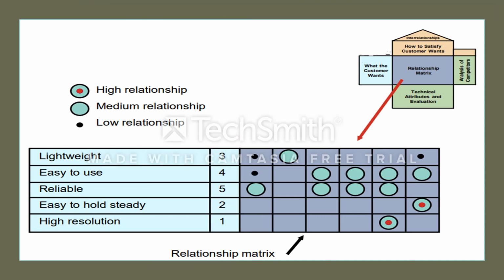Relationship matrix. This table shows what type of relationship the feature proposed by the team has with the actual wants of the customer. We use a criteria of high, medium, and low to describe the relationships. Lightweight has a low relationship with low electricity requirements. Reliability has a medium relationship with low electricity requirements. High resolution has a high relationship with high number of pixels.